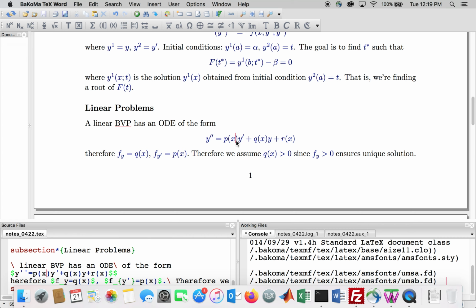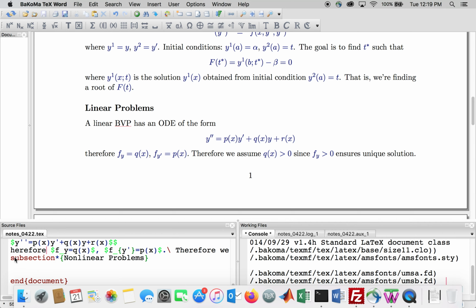Whereas for nonlinear problems, an iterative process is required to find the magic value of t that will hit our target of beta. For a linear problem, no such iteration is required, and here's why.